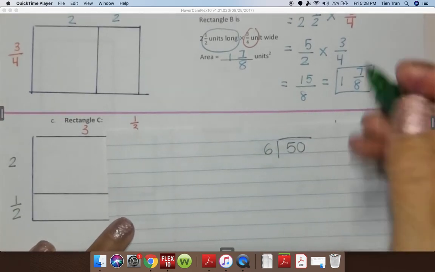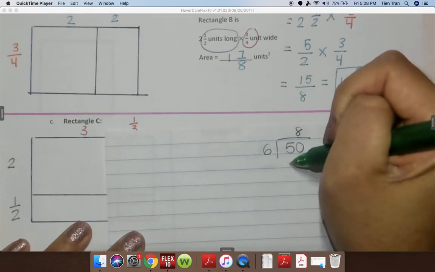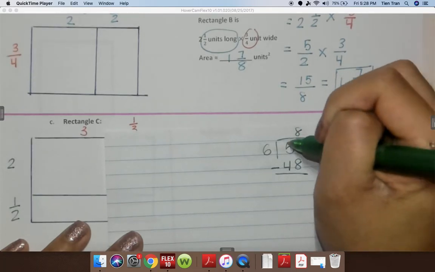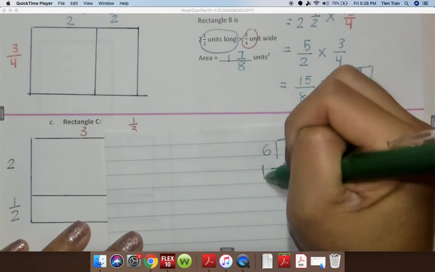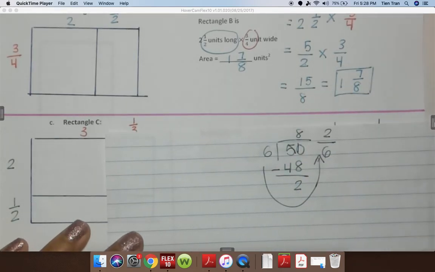Okay, I'm going to show you first. 6 goes into 50 8 times, because 6 times 8 is 48. I subtract. 10 minus 8 is 2. So my remainder is 2, and my denominator is 6. Now I can further divide this.